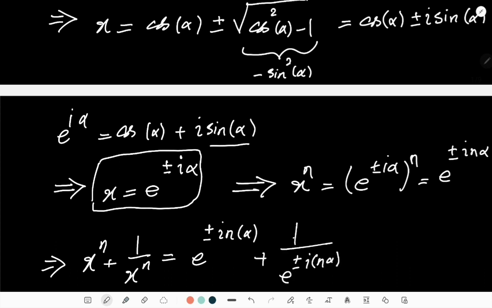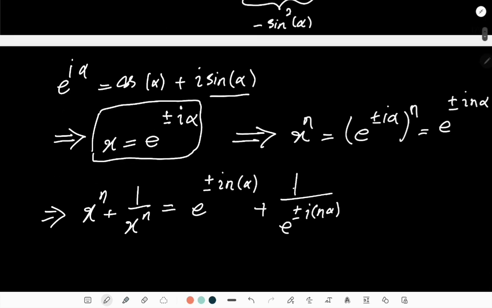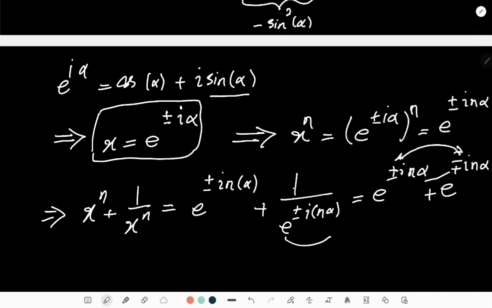But we know we can bring this to the numerator, and then I get e to the power of plus minus i n alpha. But when I get this guy here to the denominator, the power of it will be multiplied by minus 1. So instead of plus minus, I get minus plus. So here I have e to the power of minus plus i n alpha. It means minus here corresponds to plus, and plus corresponds to minus.